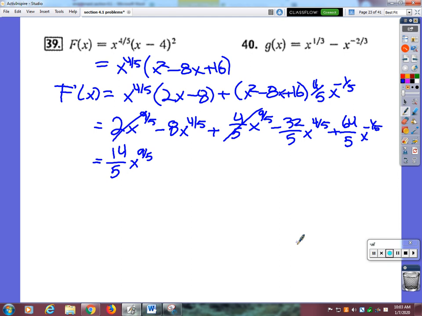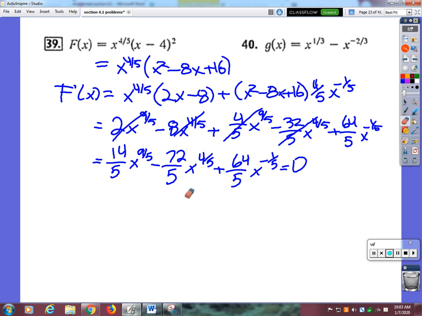And then this is going to be 40/5 minus 32/5, which is negative 72/5 x to the 4/5. And then the last one will be already 64/5 x to the negative 1/5. And we have to set that equal to 0.